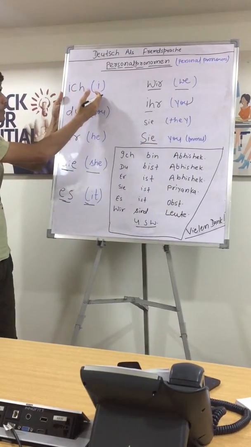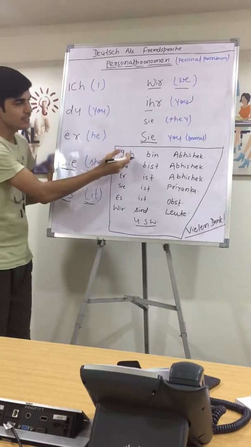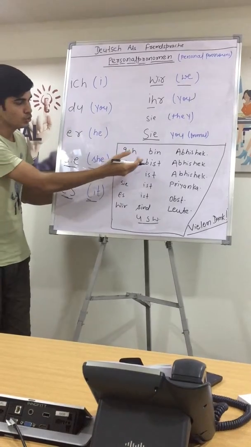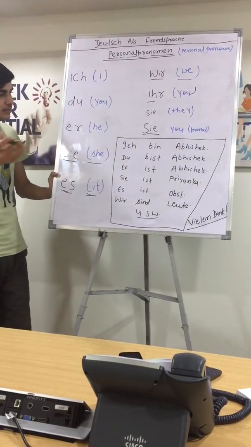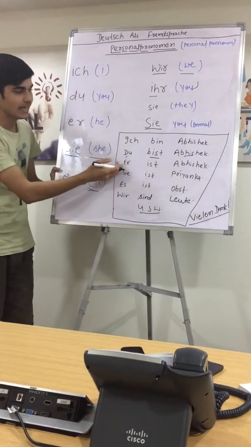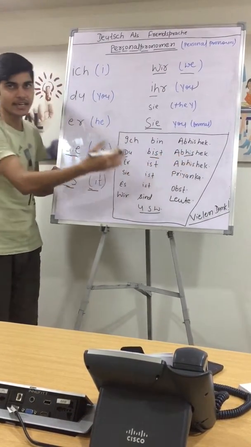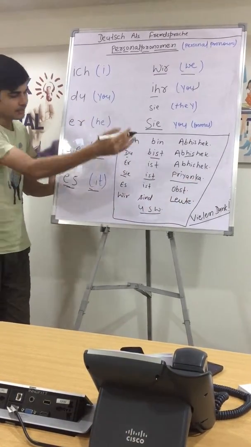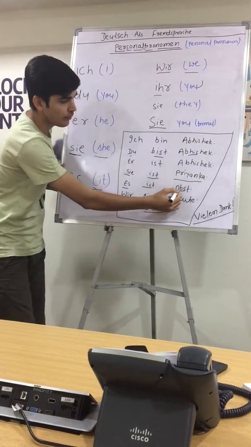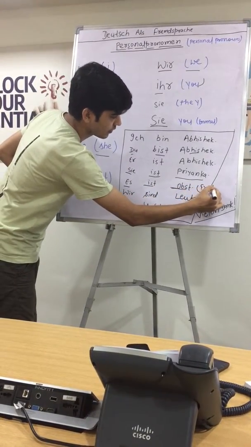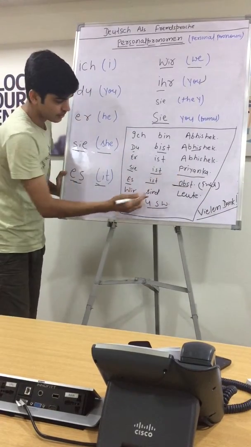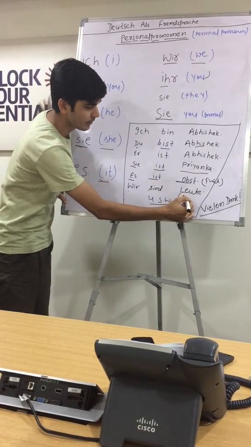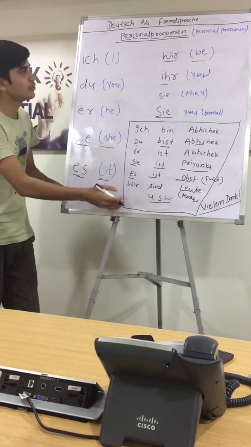So like as we wrote it, ich means I. So, Ich bin Abhishek, I am Abhishek. Du bist Abhishek, you are Abhishek. Er ist Abhishek, he is Abhishek. Sie ist Priyanka, she is Priyanka. Es ist Obst, it is fruit. Wir sind Leute, we are people. Leute, people. Und so weiter, and so on.